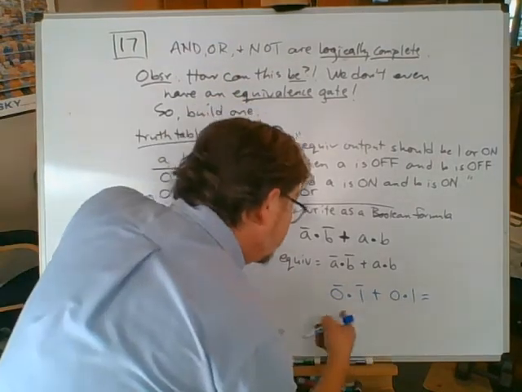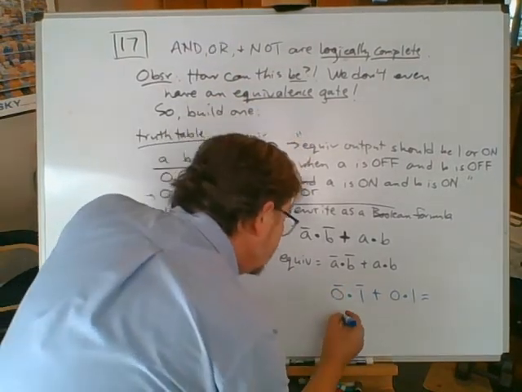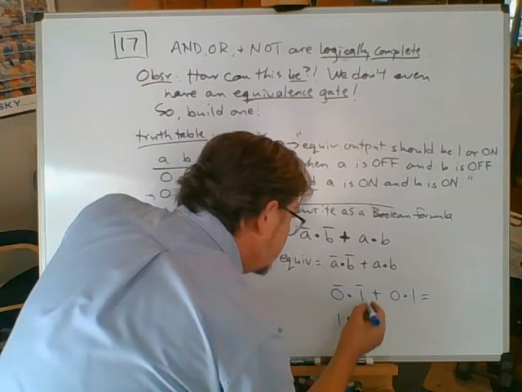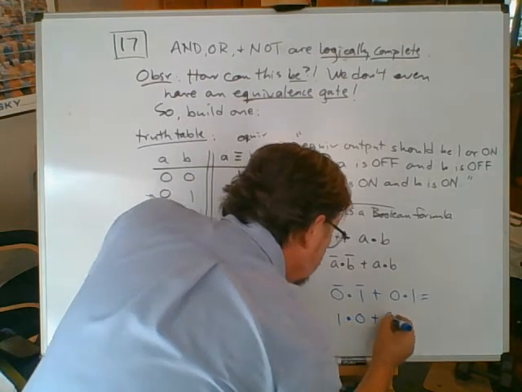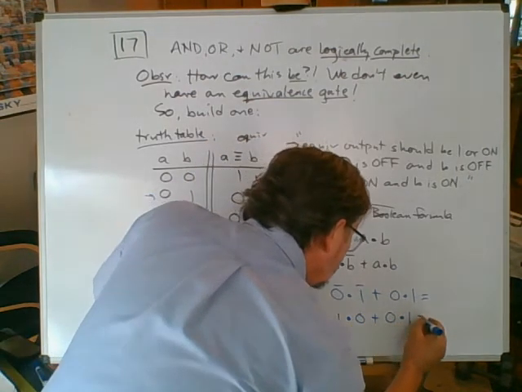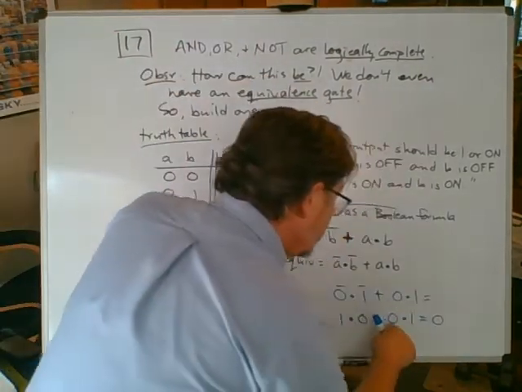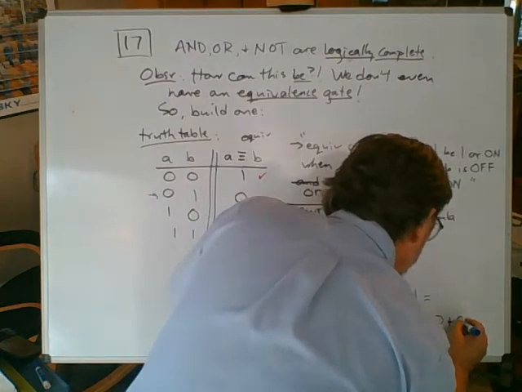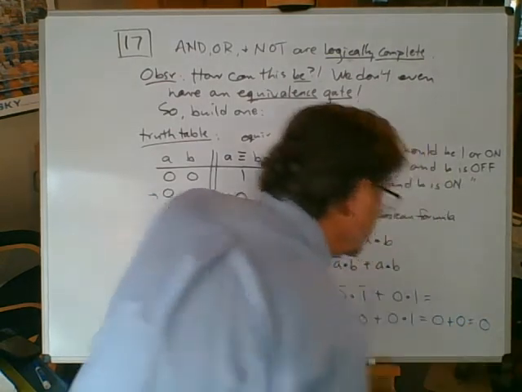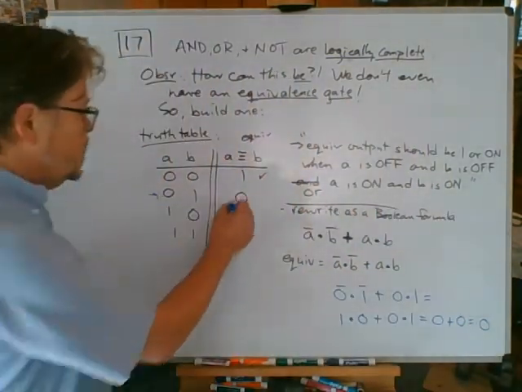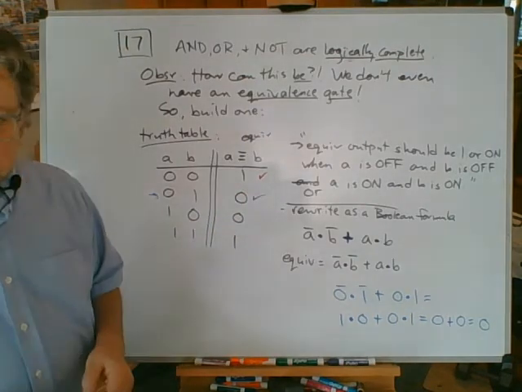I do some simplification here. Not 0 is 1. And not 1 is 0. Or 0 and 1. 1 and 0 is 0. 0 and 1 is 0. You had 2 chances and you failed them both. You're a 0. But that's what we wanted. We wanted the output to be 0 in that case.